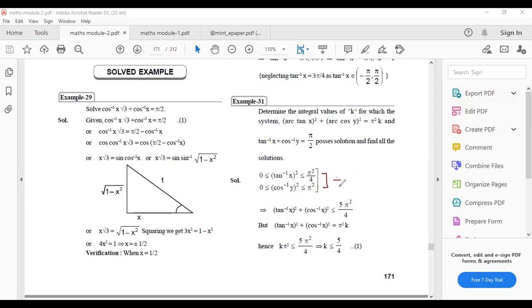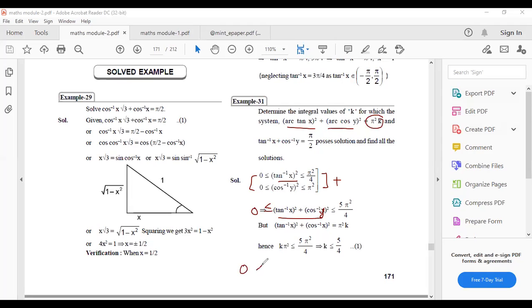Now, if you just add these two equations, what is going to happen? 0 plus 0 is going to remain 0. Tan inverse x bracket square plus cos inverse y bracket square is less than or equal to pi square by 4 plus pi square, which will be 5 pi square by 4. Yes or no? But the value of this is given as pi square k.